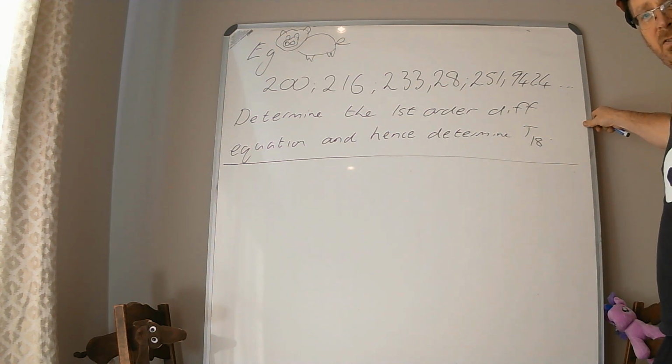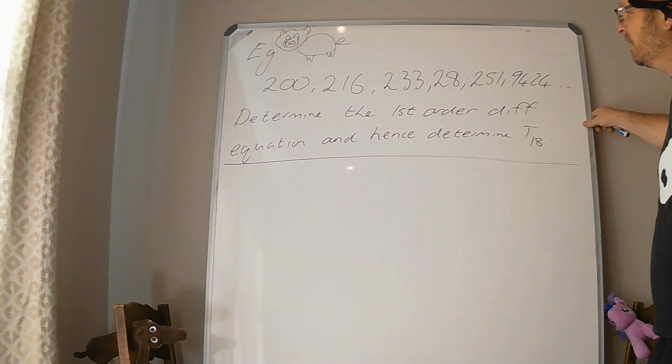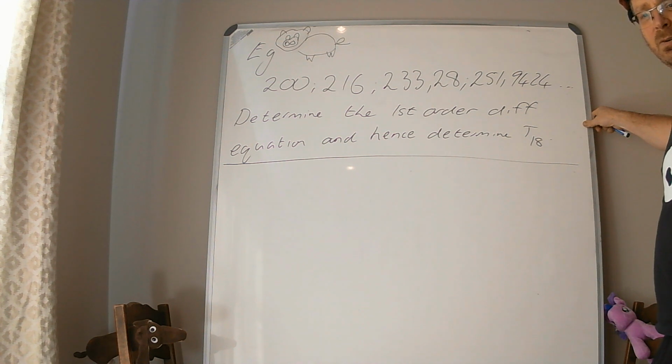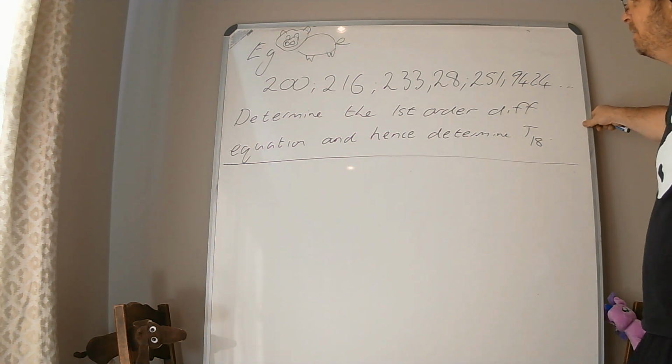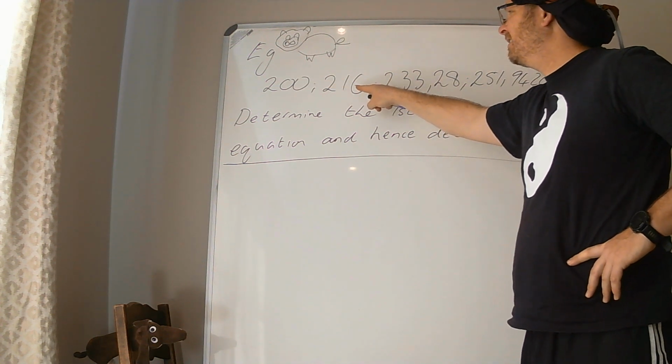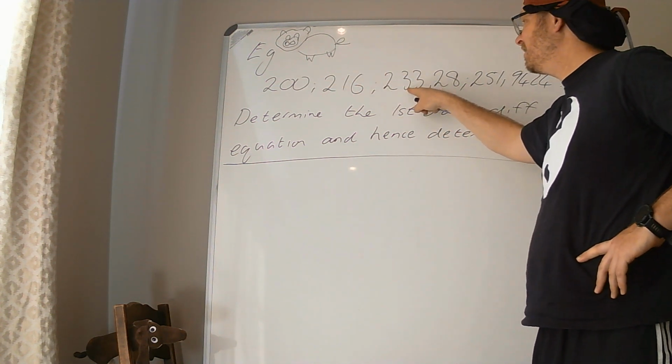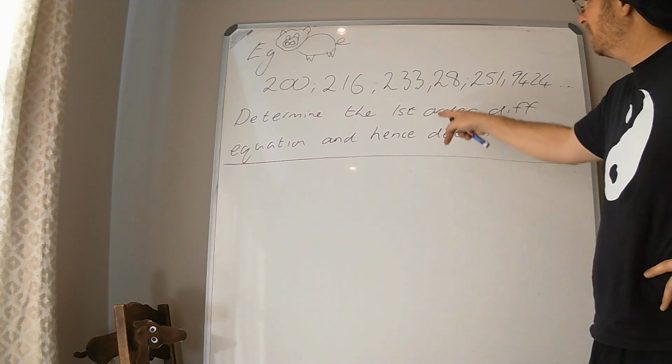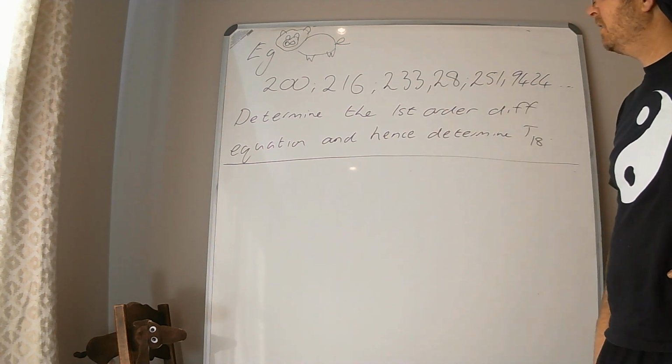Well, the first thing you're going to have to figure out is, is it arithmetic or geometric, or neither? First of all, let's check if it's arithmetic. To get from there to there, you're adding 16. If it's arithmetic, I'd have to add 16 to get to the next one, and you don't, because it's 233,28, not 232. So it's definitely not arithmetic.